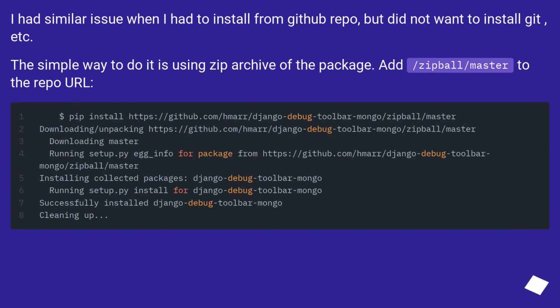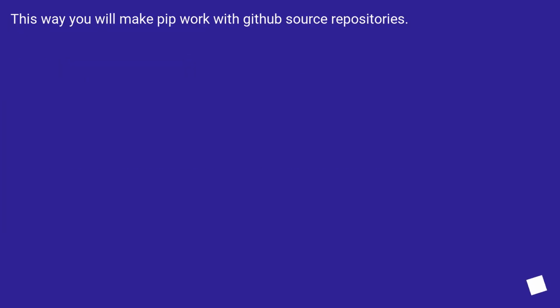I had a similar issue when I had to install from a GitHub repo, but did not want to install Git, etc. The simple way to do it is using a zip archive of the package. Add /zipball/master to the repo URL. This way you will make pip work with GitHub source repositories.